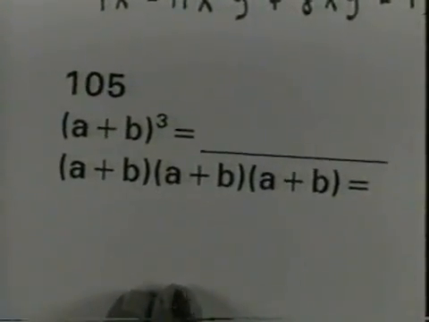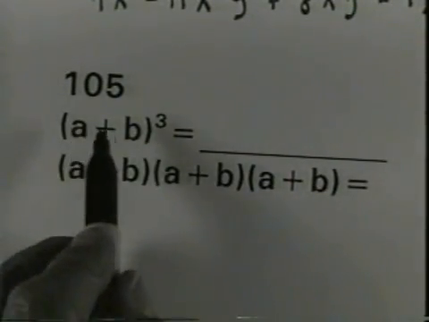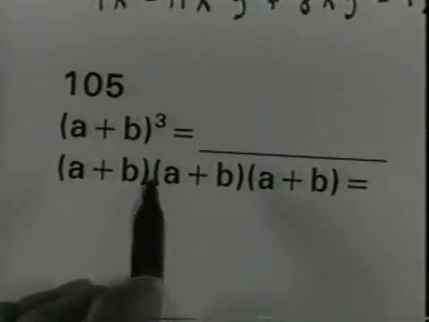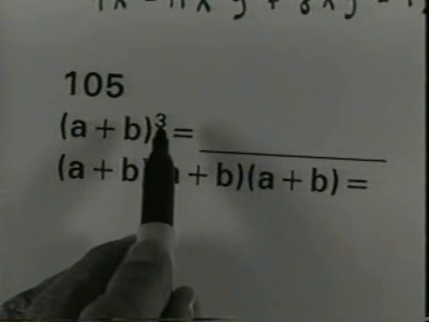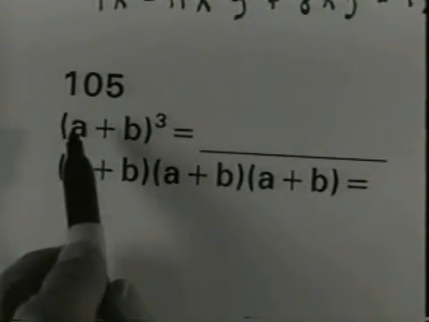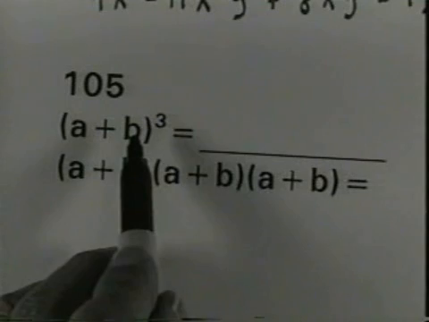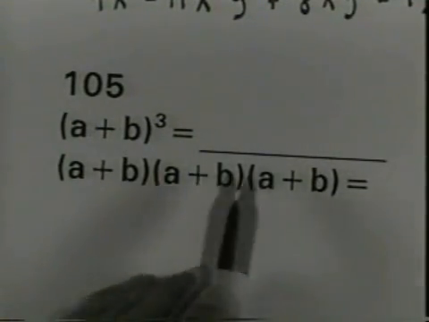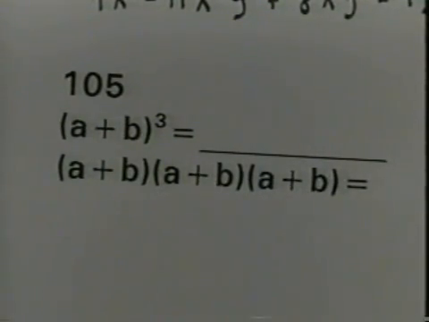Let's look at a problem involving an expansion: a plus b quantity cubed. The exponent 3 tells me to use the base, a plus b, as a factor 1, 2, 3 times. Now I'm ready to multiply.